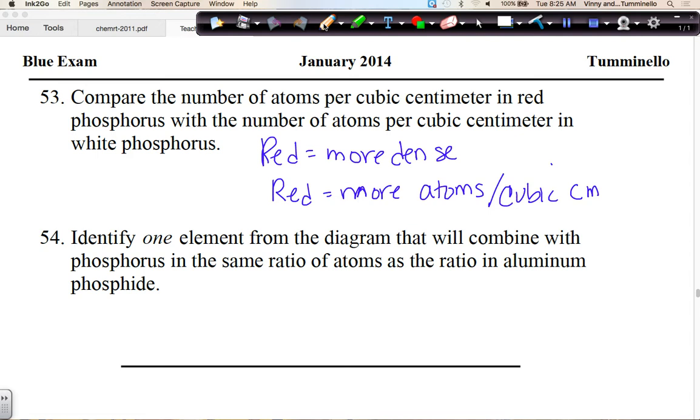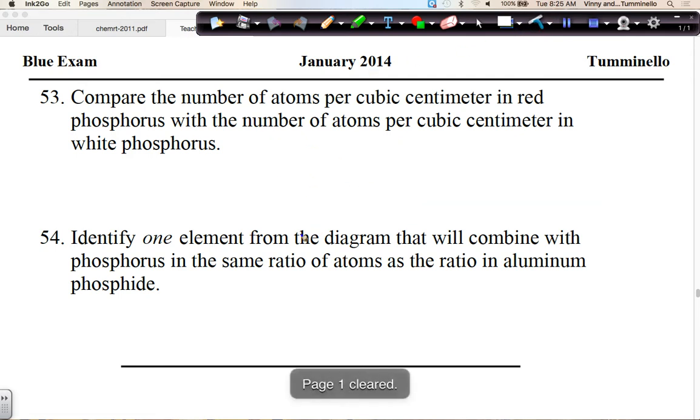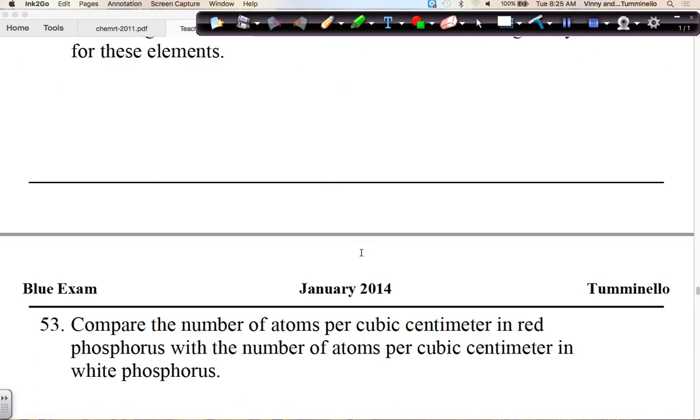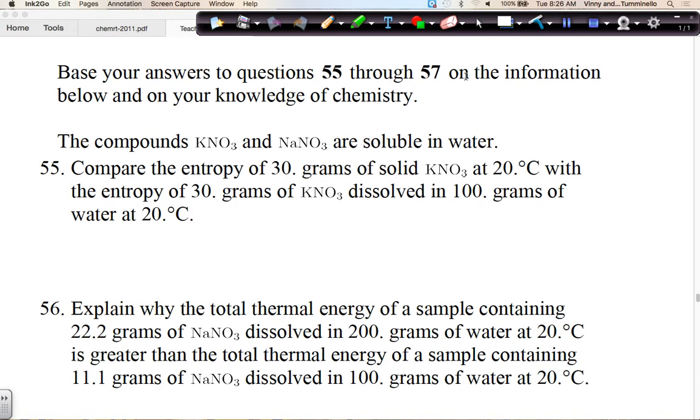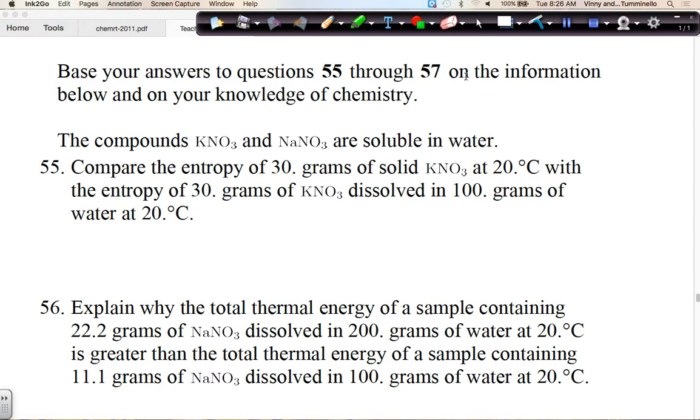And it says the next question, 54, identify one element from the diagram that will combine with phosphorus in the same ratio of atoms as aluminum phosphide. So the same formula or the same ratio, we would have to have something with the same oxidation state, and that would be members of the same group. So the other members of the same group for aluminum would be gallium or indium. The two possible choices for this question are gallium and indium, because elements in the same group will have the same ratios in formulas.